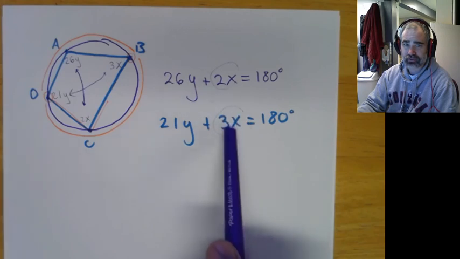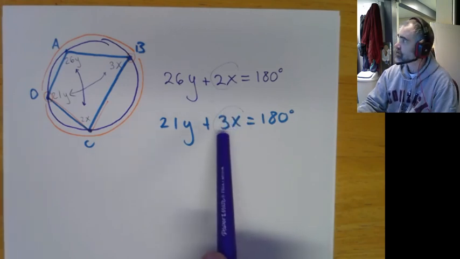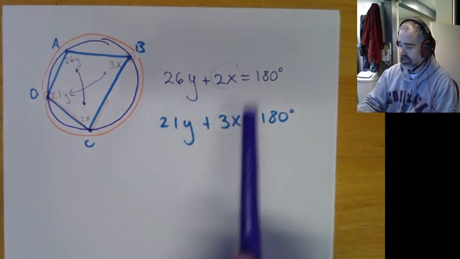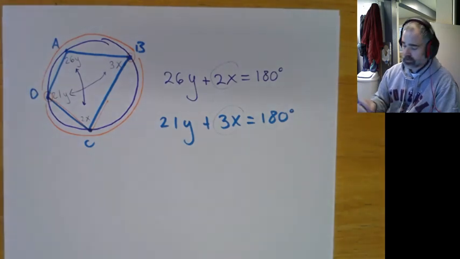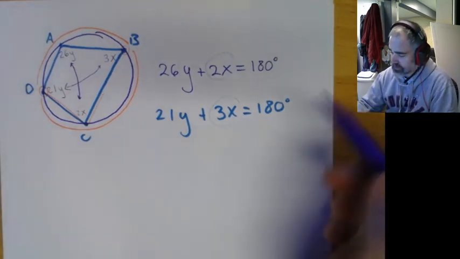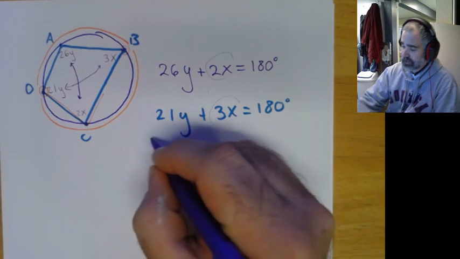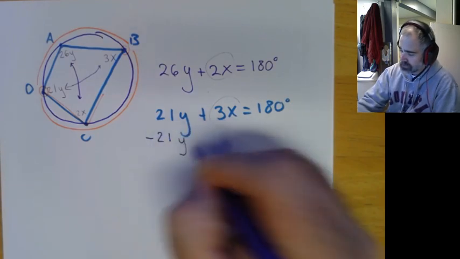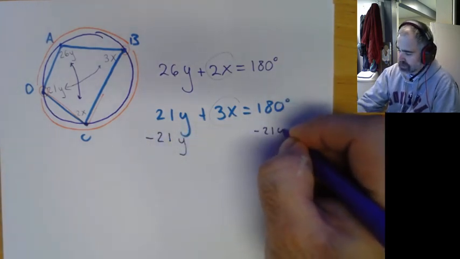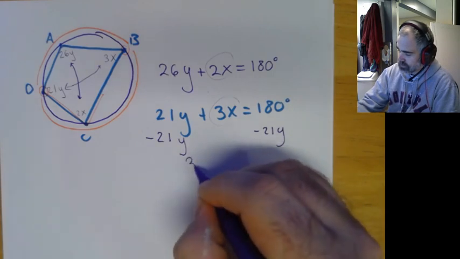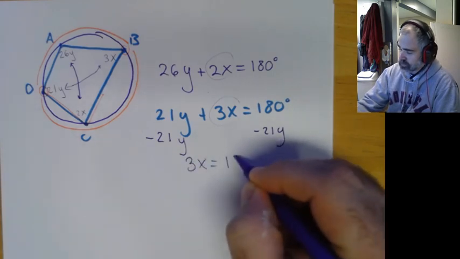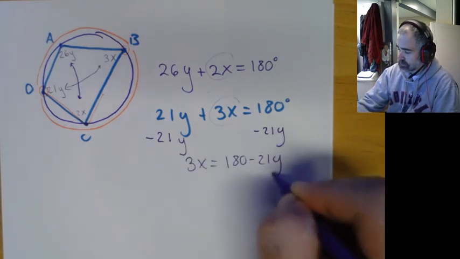If you pick the 2x or the 3x, then you're going to have no ugly fractions. So I'm going to try that here. If I want to get x by itself, I just need to do the opposite. So I'm going to subtract 21y from both sides, which gives me 3x equals 180 minus 21y.